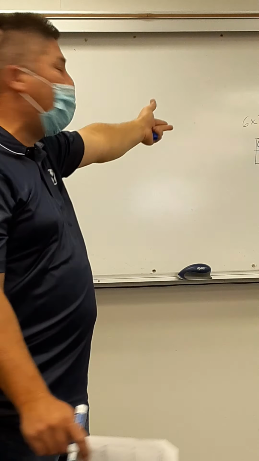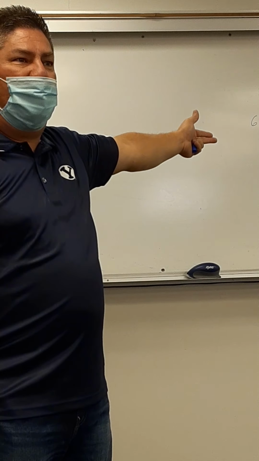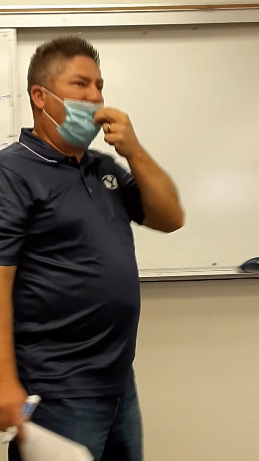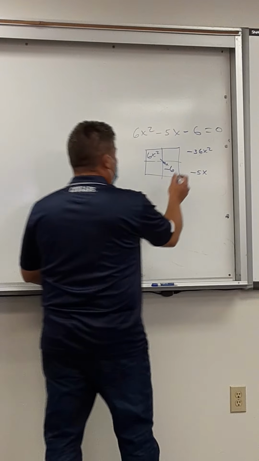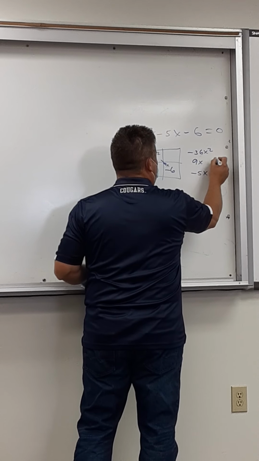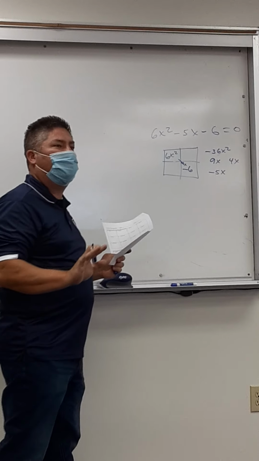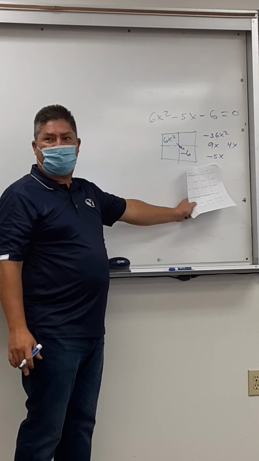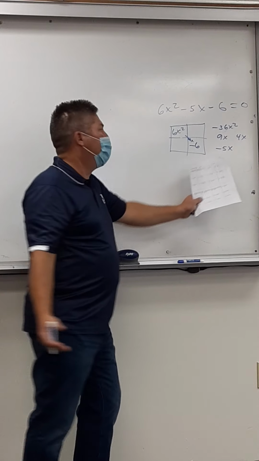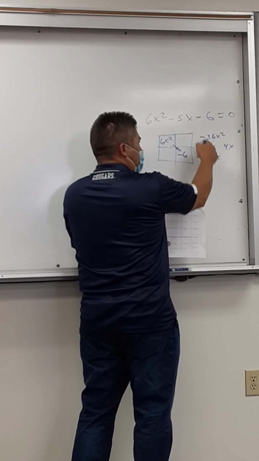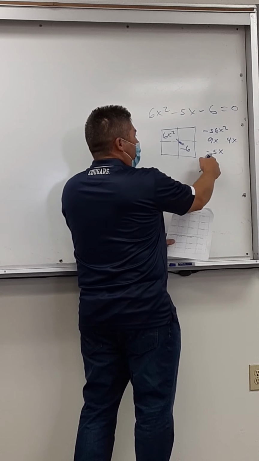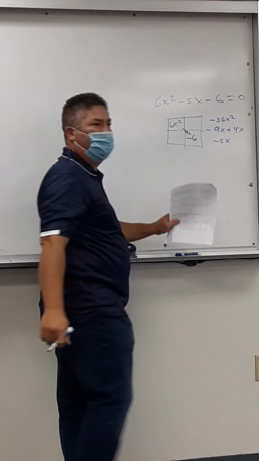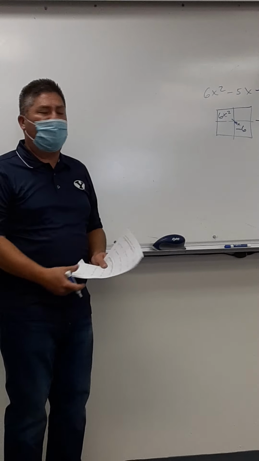9 and 4. Hey, that subtracts to be what? 5. Some of you may have thought 3 and 12, but it doesn't subtract to be what? 5. So you want to use the 9 and 4. So I'm going to write 9x and 4x. Notice I haven't put in the signs yet. I want them to subtract to be a -5x. So which one gets the negative? Which one gets the negative if they got to subtract to be -5x? 9 has to be negative, and the 4 has to be what? Positive.